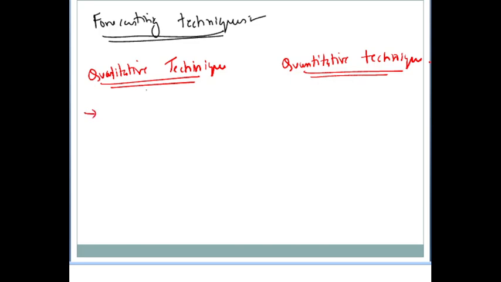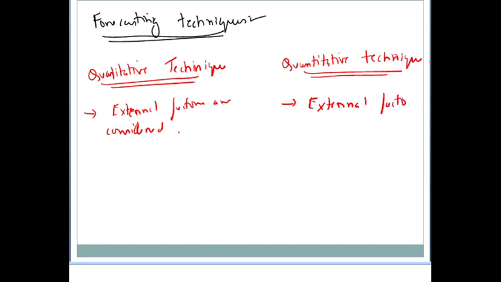What will happen in case of qualitative technique? External factors are considered here. In case of quantitative techniques, external factors are not considered. External factors are not considered in case of quantitative techniques.